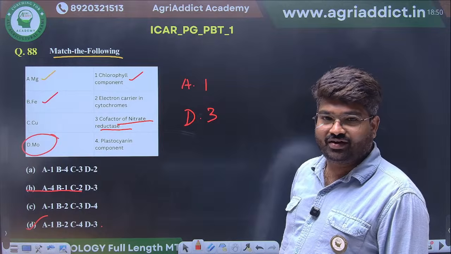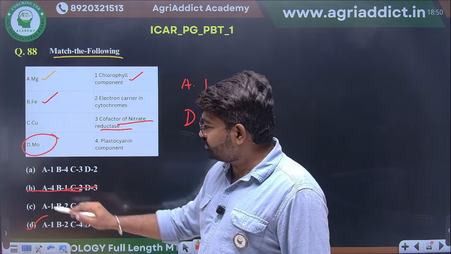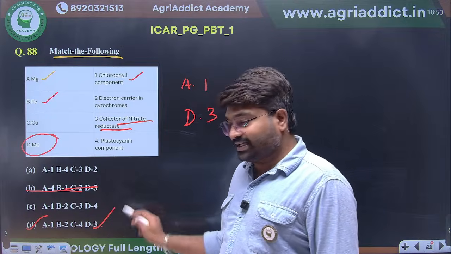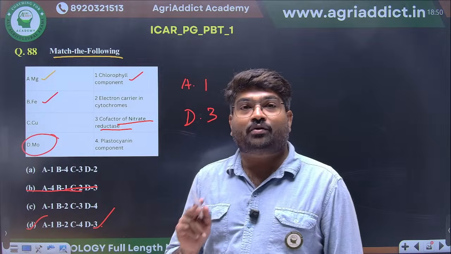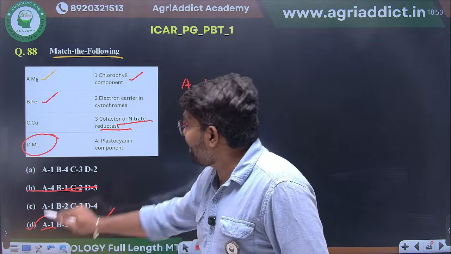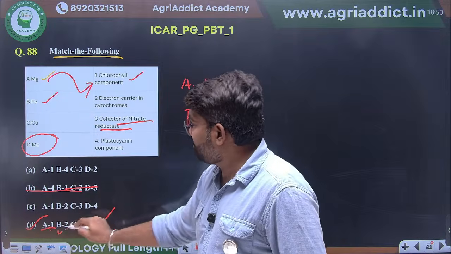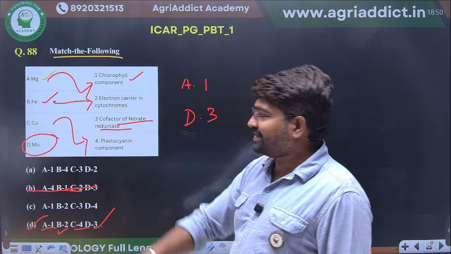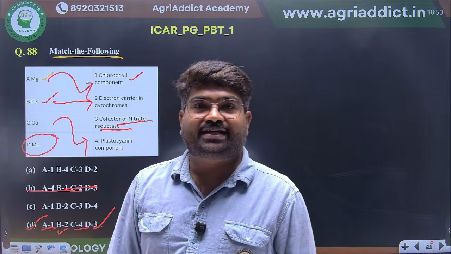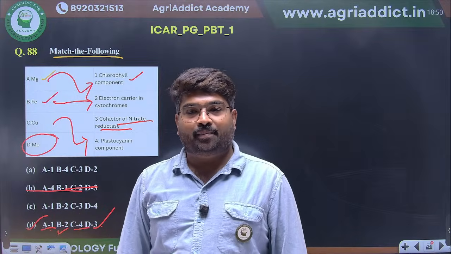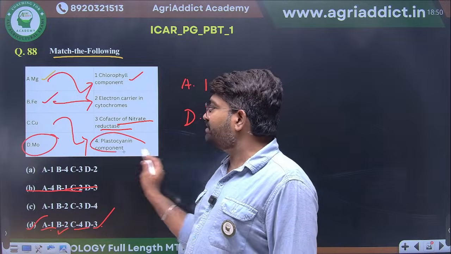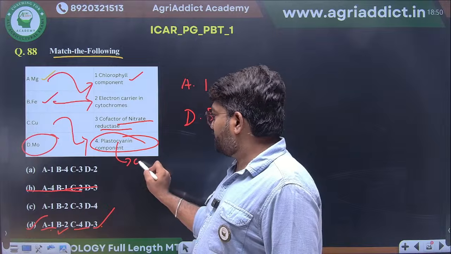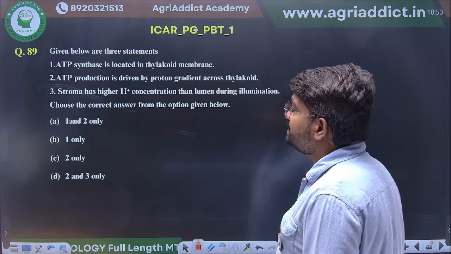See how easily we are solving the questions. If you know one or two options, we can solve it. But for clarity, D is the correct answer. We have to recheck once: A is 1, B is 2, this is correct. Copper we already discussed in yesterday's class. Copper is a cofactor or enzyme component in plastocyanin, so plastocyanin has copper. Very good, students. Next question.